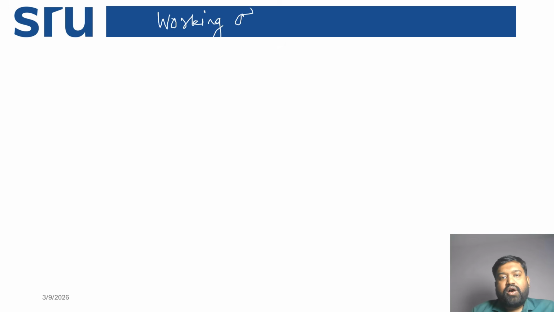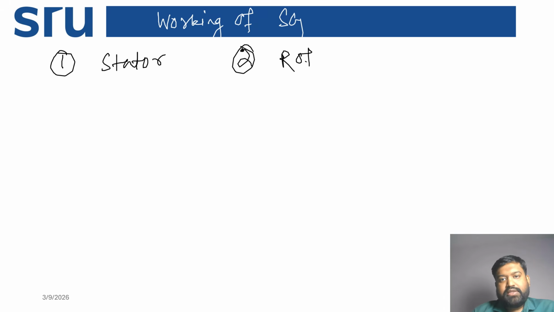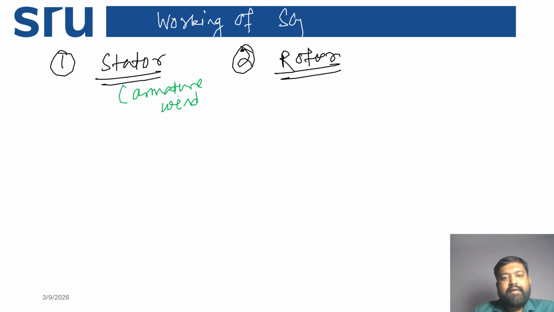Next, what we will understand is the working of the synchronous generator. Before going to the working, you see what the important parts are. The first I explained: one is your stator and another one is your rotor. Keep that in mind. In brackets, if I write, the stator contains the armature windings, and the rotor contains the field windings.